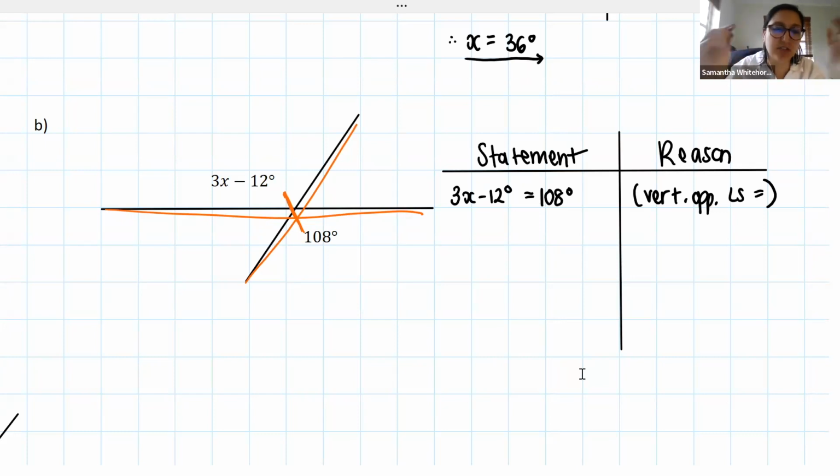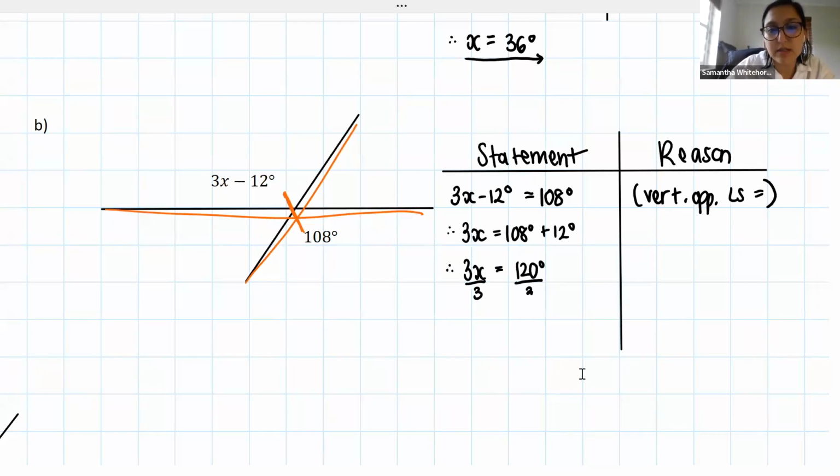Nice. Okay, let's have a look. So, solving our equation, I'm going to add 12 to both sides. So, I've got 108 degrees plus 12 degrees, opposite operations, remember. 108 plus 12 is 120 degrees. I don't want 3x, I want x. I need to divide both sides by 3. And so, x is equal to 40 degrees.